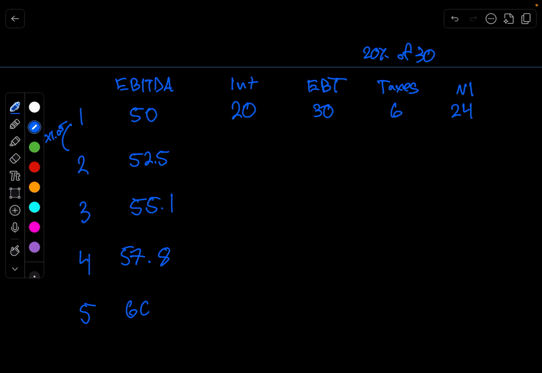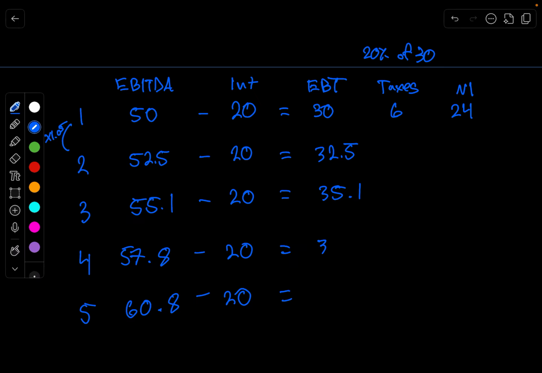57.8, and you get 60.8, right? They've told you that interest will be held flat. And if they don't, then you just calculate that out as well. And then you just do the arithmetic here, right? It's this equals, right? So this is 32.5, this is 35.1, this is 37.8, and this is 40.8, right?